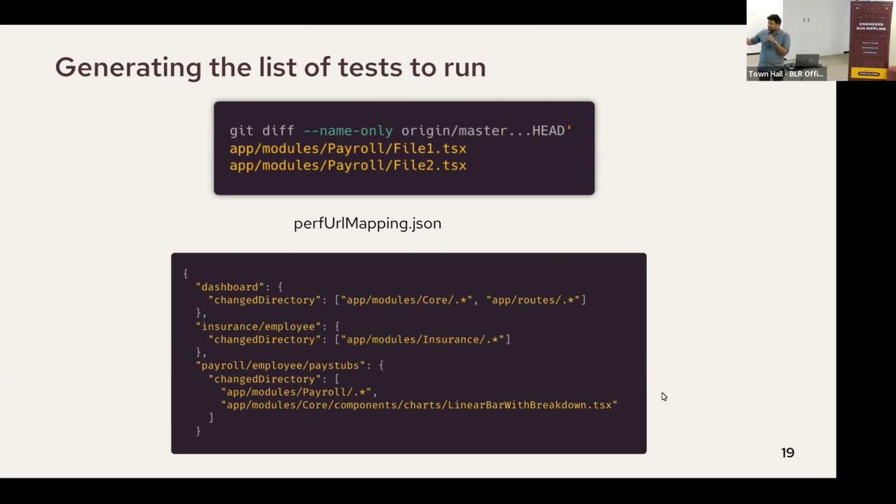So if you match with the change directory, in the dashboard, it was module/core, app/routes, nothing matches there. So dashboard is removed. Now, if you go to the insurance, again, nothing is matching, so we won't pick insurance. If you come to the payroll, the first change directory, which is app/module/payroll, that file matches with the change directory config. So we'll pick this payroll URL here.